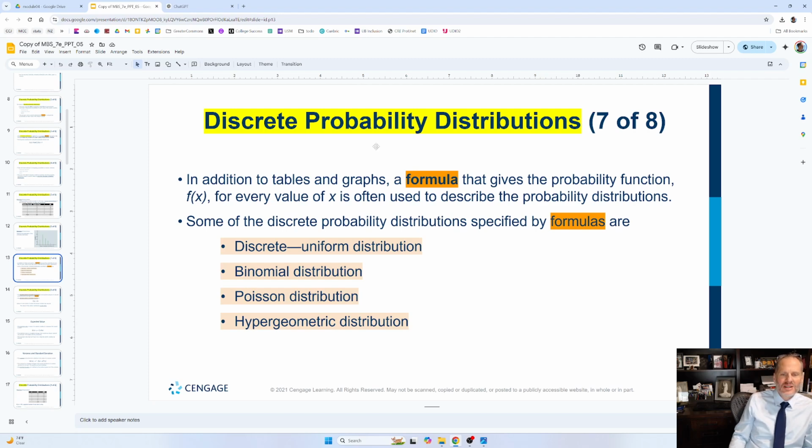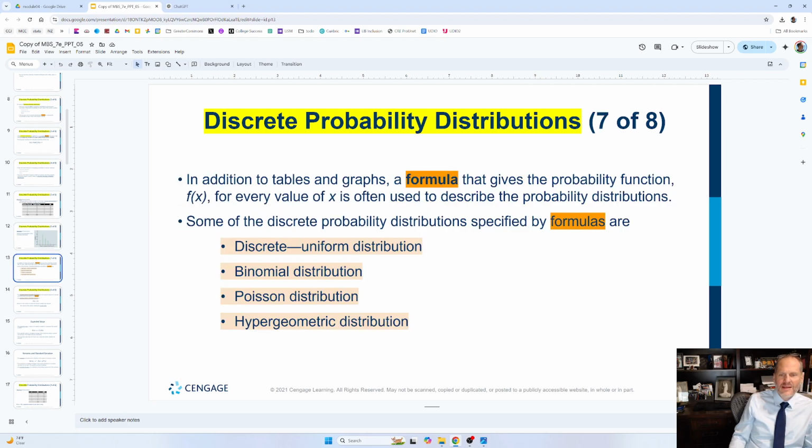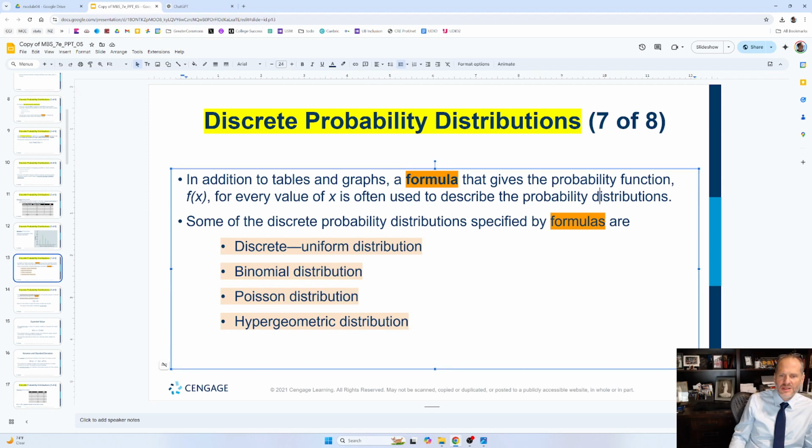So in addition to tables and graphs, we were on this slide here. And now we're on this one. A formula that gives the probability function f(x) for every value of x is often used to describe the probability distributions. So a formula that gives the probability function f(x). So formula and function, I don't know. That feels a little convoluted, like they're using extra words when they don't need to.